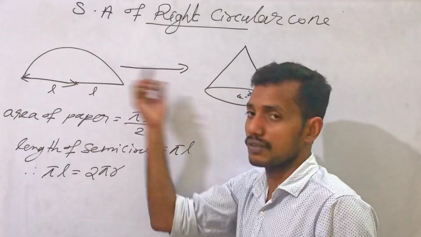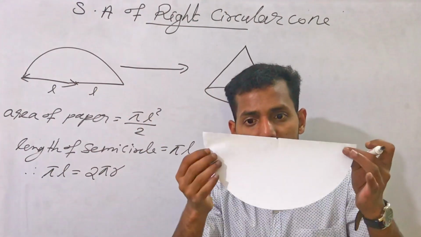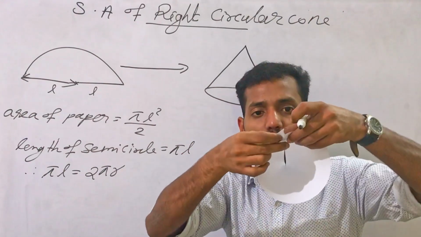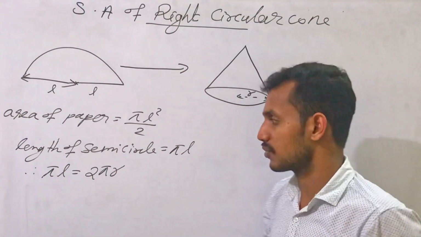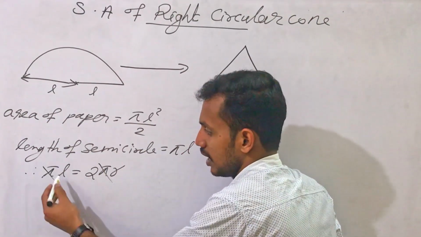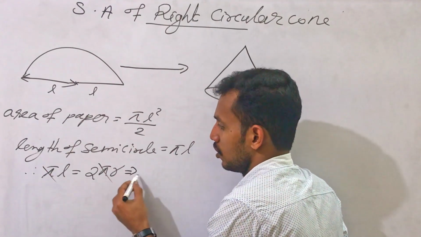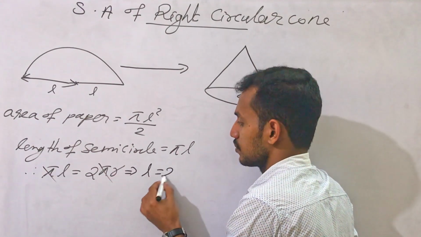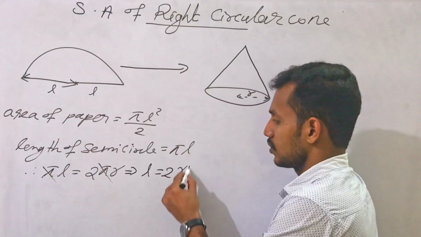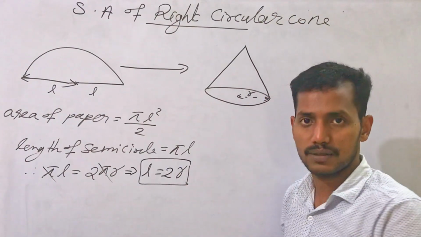These two have different radii, because for the semicircle it is L, and for the cone the radius is reduced to r. So pi cancelled, and L is equal to 2r. This is the relation we have got.